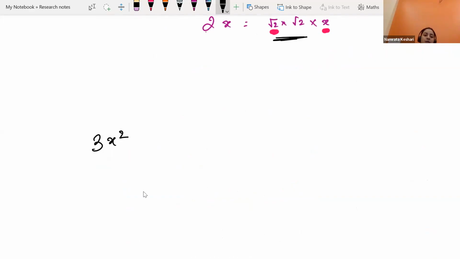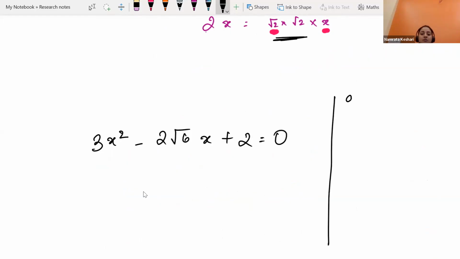3x square minus 2 root 6 x plus 2 is equal to 0. First we try finding what is a, what is b, what is c. So a is plus 3, b is minus 2 root 6, and c is plus 2. Perfect. Now we do the multiplication of a and c. So 3 into 2, that is 6.